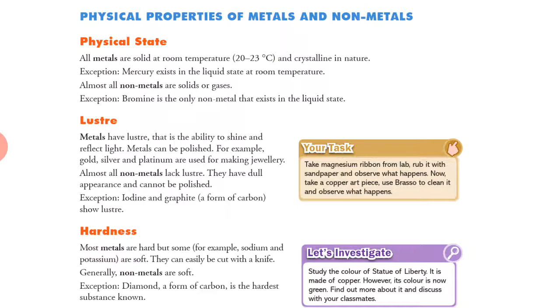The next physical property is hardness. Most metals are hard, but for example, sodium and potassium are soft. They can easily be cut with a knife. Generally, non-metals are soft. Okay, most of the non-metals are soft, but diamond, a form of carbon, is the hardest substance known. Got it? Everywhere there is an exception, and the same is the case with metals and non-metals. Let's move further.